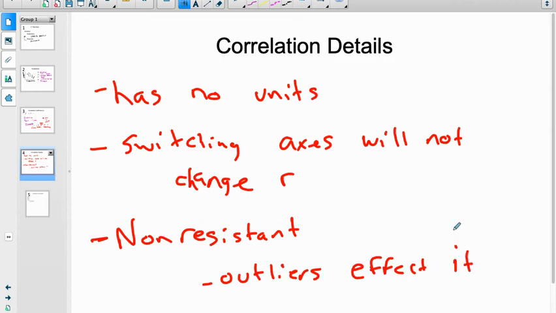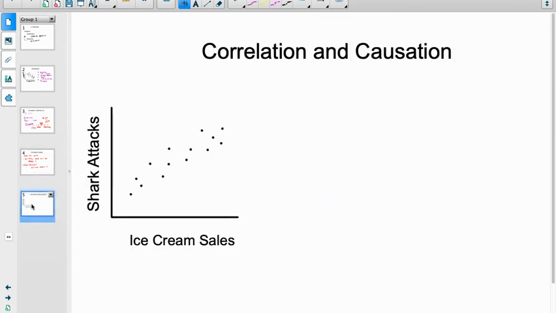So if there's a point that doesn't fall in the pattern, that's going to make your correlation closer to 0. If there's a point that falls within the pattern, it's going to make your correlation stronger, closer to 1 or -1, depending on if your slope is positive or negative. And then last idea about correlation is correlation and causation. They are two different things.